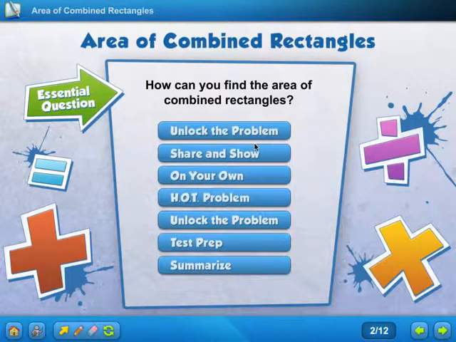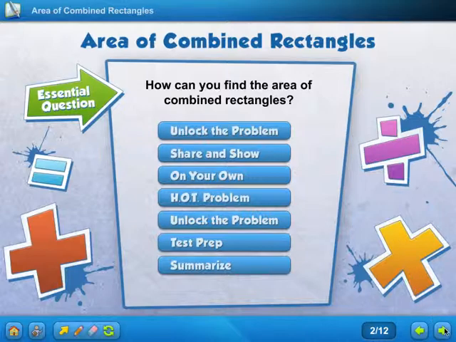Hi everyone, today we are going to learn about the area of combined rectangles. And the question asks, how can you find the area of combined rectangles? So, does anyone know what combined rectangles is? Well, I believe all of you know rectangles, and then combined. Think of the word combined. If you combine something, you are putting it together.